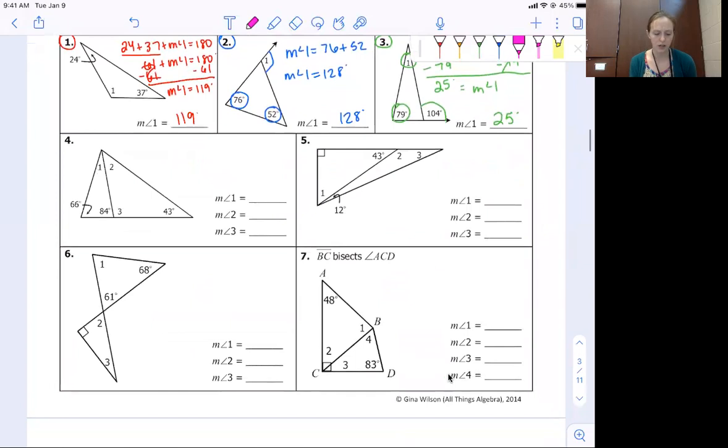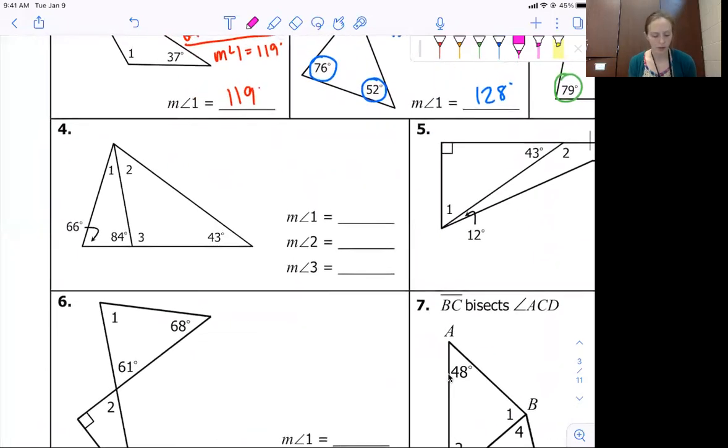So let's look down here at number 4. On number 4, right away, I see that 84 and angle 3 make a straight line, right? So they're 180 degrees. So I could take 180 minus 84, which gives us 96 degrees for angle 3, 96 degrees.